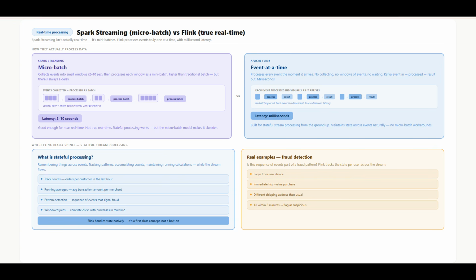How many orders has this customer placed in the last hour? What's the running average transaction amount for this merchant? Is this sequence of events, login from new device, immediate high value purchase, different shipping address, part of a fraud pattern? That kind of stateful processing, where you need to track patterns and accumulate information across a stream of events, is where Flink really shines. Spark streaming can do stateful processing too, but the micro batch model makes it clunkier.